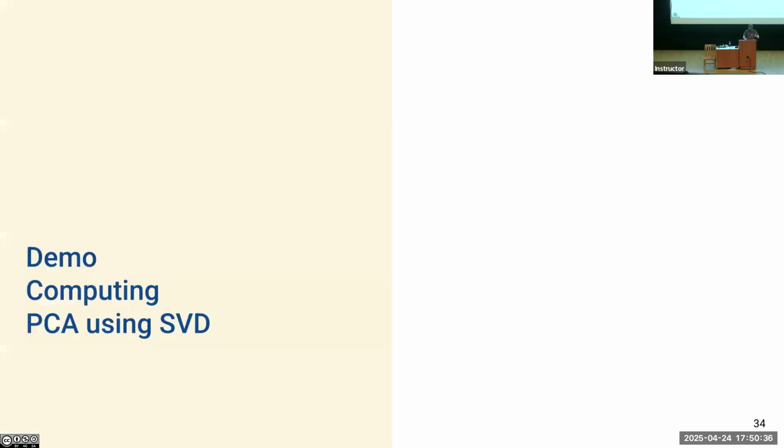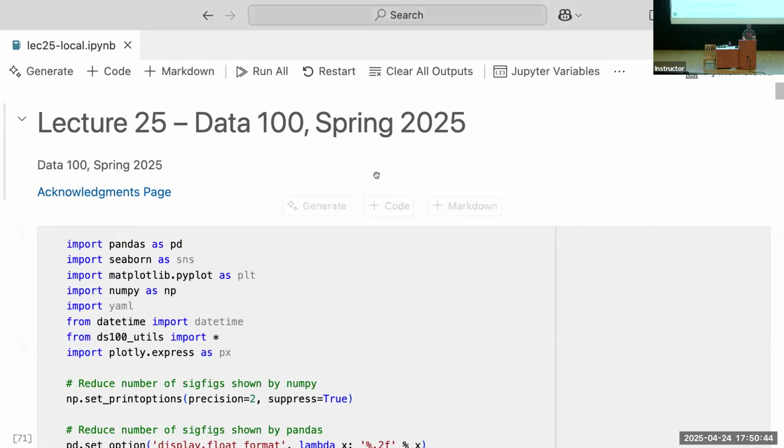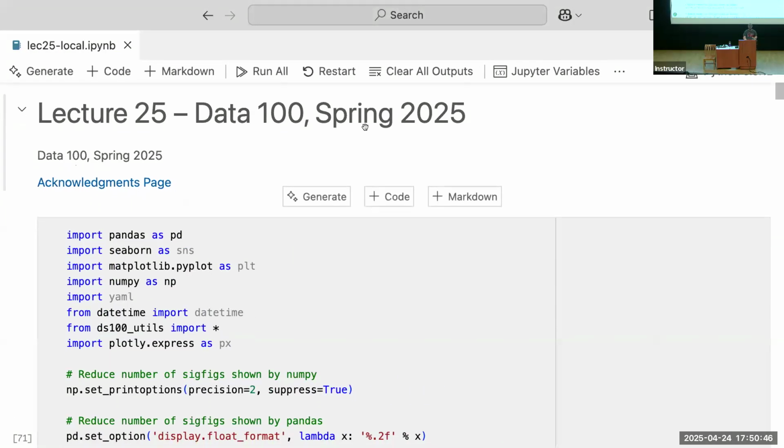Okay, so I keep saying demo, we are there. Let's go ahead and do a quick demo. DataHub was having a little bit of trouble with the demo today, so I'm doing it locally. That's why it looks a little bit funky. Okay, so let's go over to the demo here.